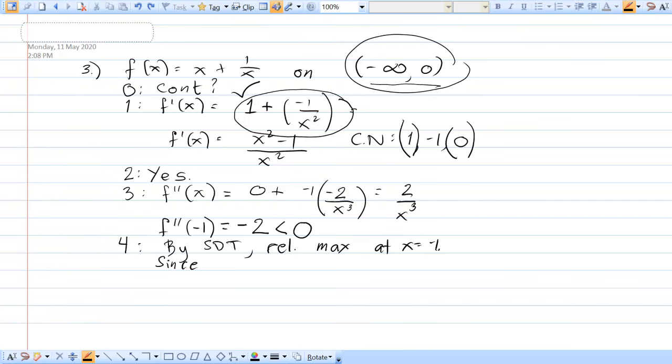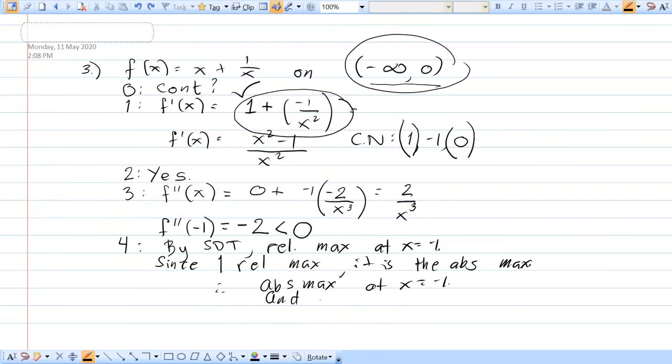Pero remember, ang hinahanap natin dito ay absolute, hindi relative. Pero dahil mag-isa lang siya, isang relative lang, since one relative max, it is the absolute max. Okay? So, therefore, we have an absolute max at x equals negative 1 and no absolute minimum. Ayan. So, ito na yung sagot natin.